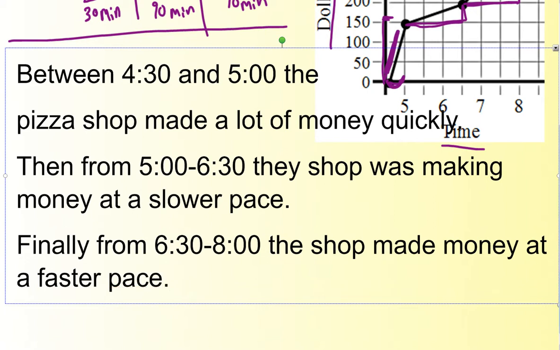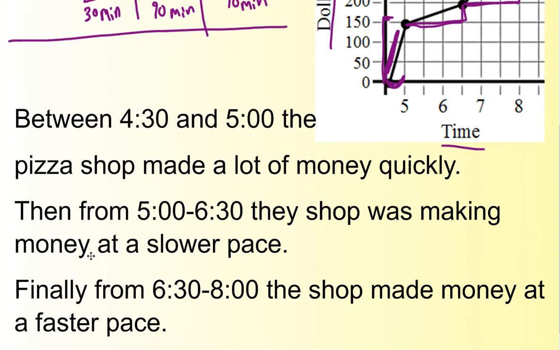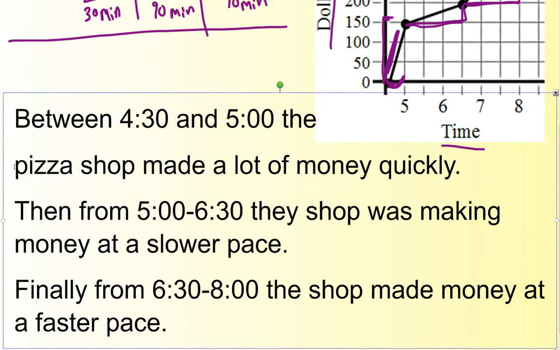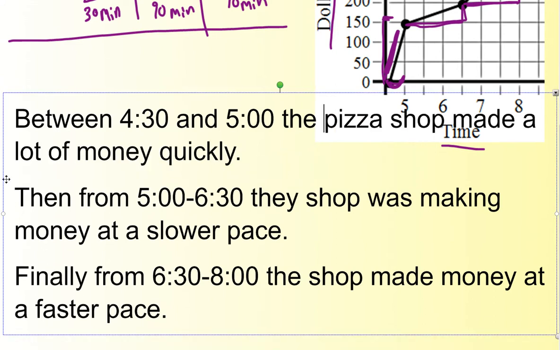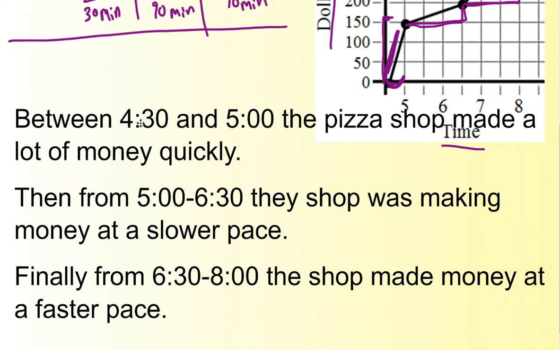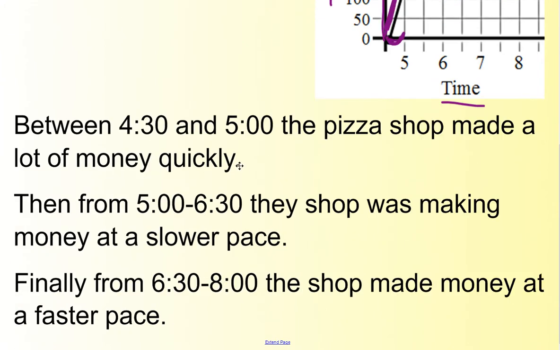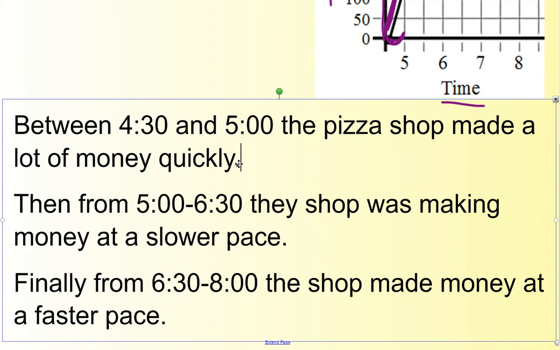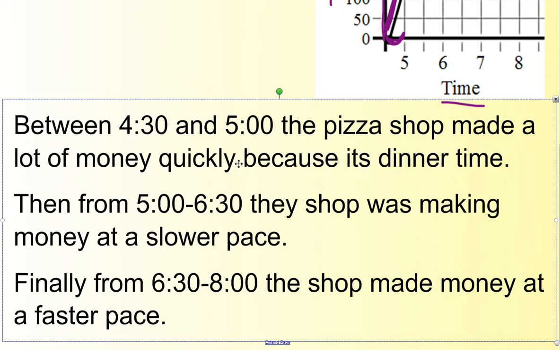Now, what I have here is still pretty general. I think we can do a little better, not just describing what happened, but interpreting why this all happened. So between 4:30 and 5 o'clock, why do you think a shop would be making a lot of money? Well, that's dinner time. People are getting out of work, they're getting home, it's a Friday night. So between 4:30 and 5 o'clock, the shop made a lot of money because it's dinner time. Even that little bit extra helps the understanding of the problem.